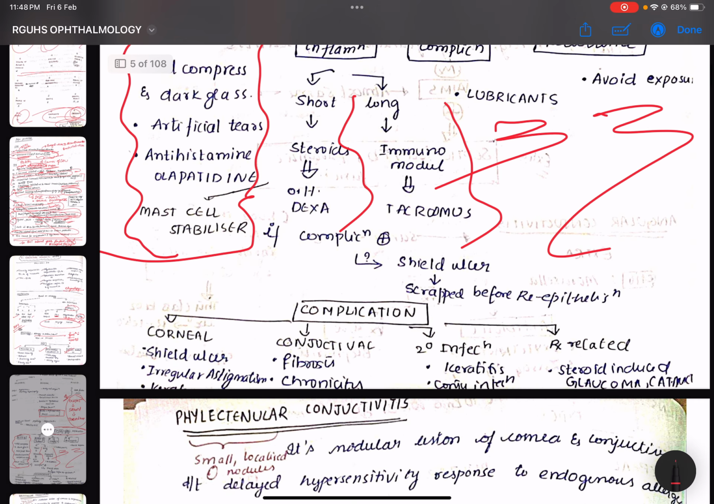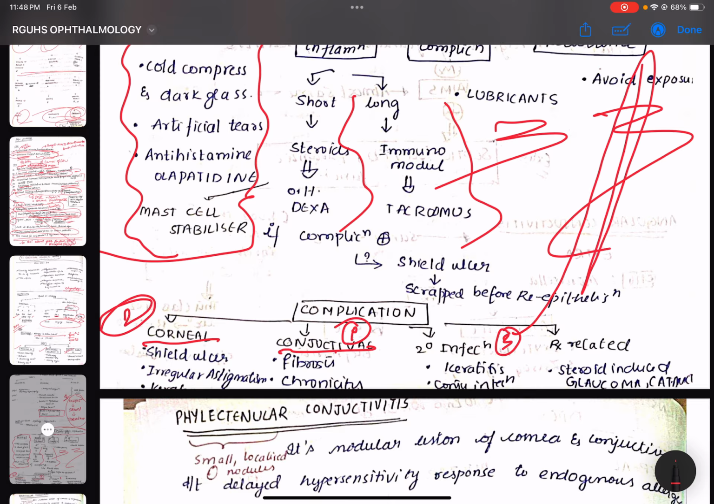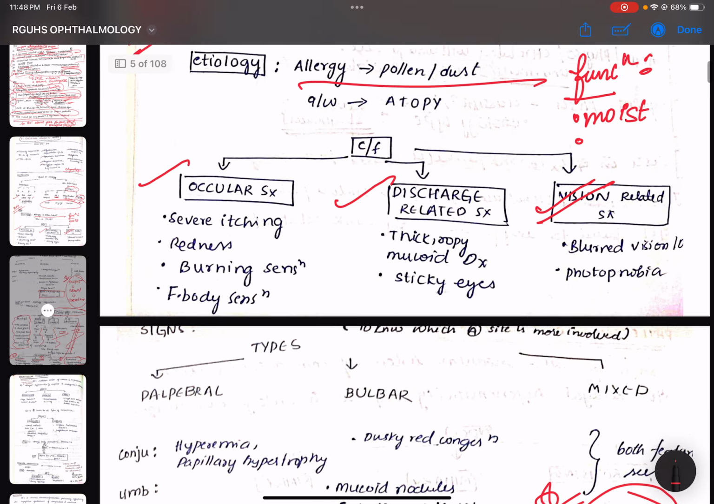Okay, again, while writing complications, what did I say? Imagine the anatomy, so you can present first this, then this. Again, the third thing which we have discussed here. Then also a treatment-related complication, which many people miss, but if you write it, it's very good. That is steroid-induced glaucoma. Okay, that's it to know in VKC.